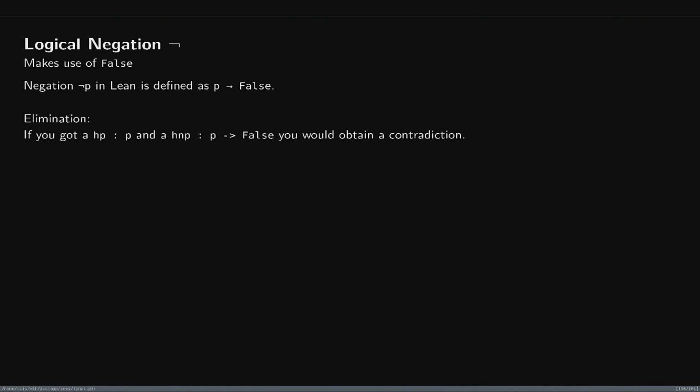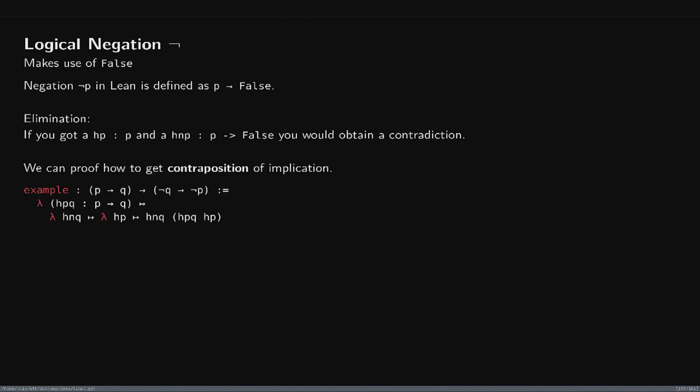If you were to obtain a proof of P, HP, and a proof of not P, which is the same as P implies false, well, then you can use this HP as an argument into this function, and you will obtain a false, a contradiction. And this makes sense because you had P and not P. Well, this is a contradiction. We can then use this logical negation to prove statements such as that an implication implies its own contrapositive. But we're not going to look at this proof because it's probably going to confuse you.